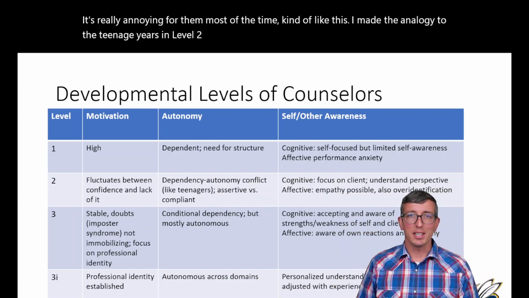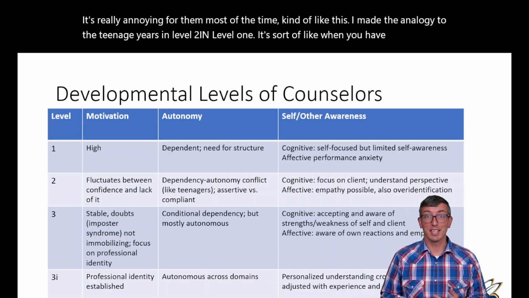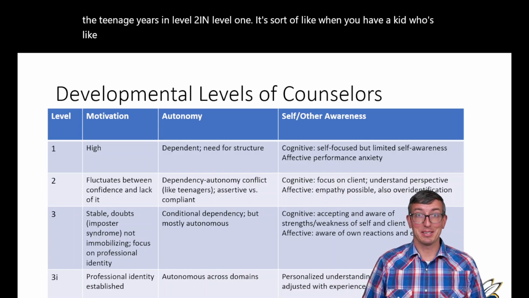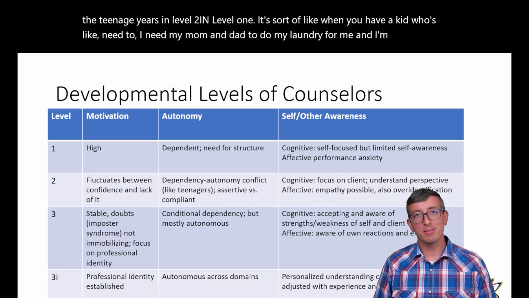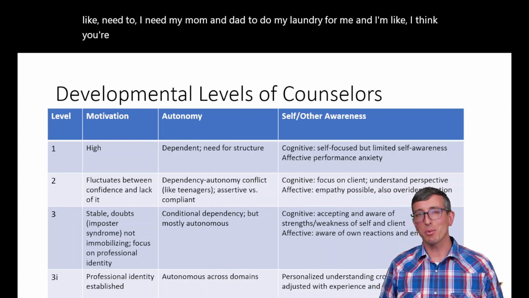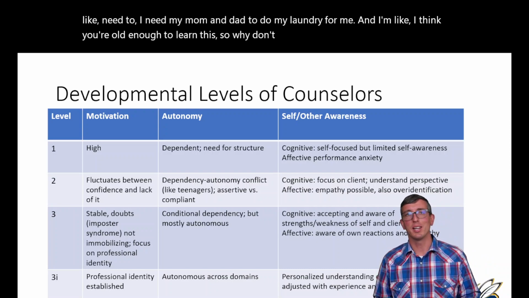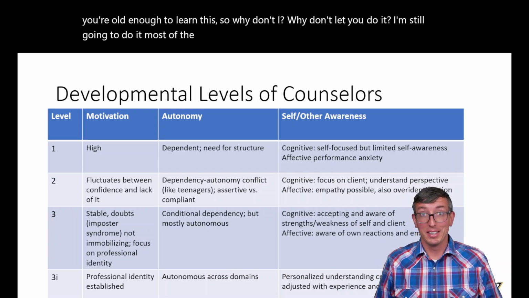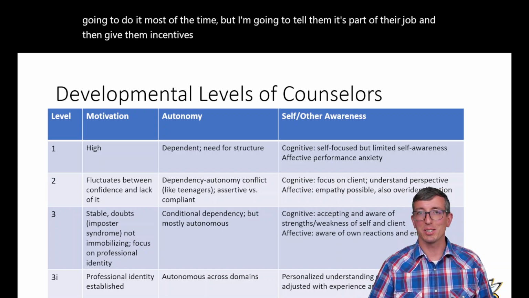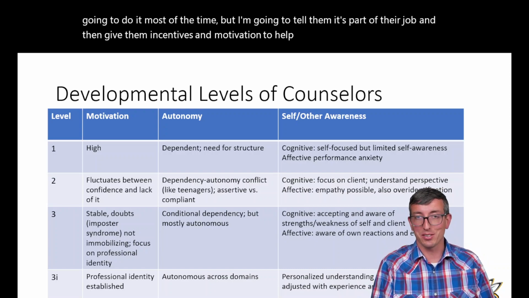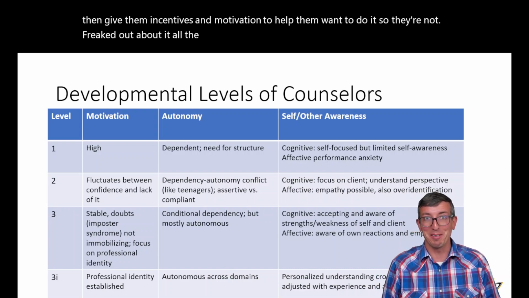In level 1, it's sort of like when you have a kid who's like, I need my mom and dad to do my laundry for me. And I'm like, well, actually, I think you're old enough to learn this. So why don't I let you do it? I'm still going to do it most of the time, but I'm going to tell them it's part of their job and then give them incentives and motivation to help them want to do it so they're not freaked out about it all the time. You know what I mean?